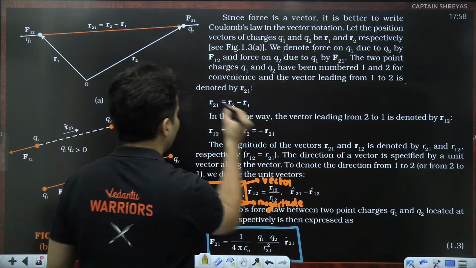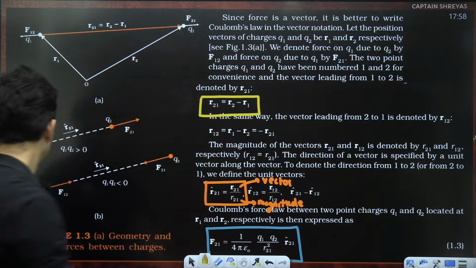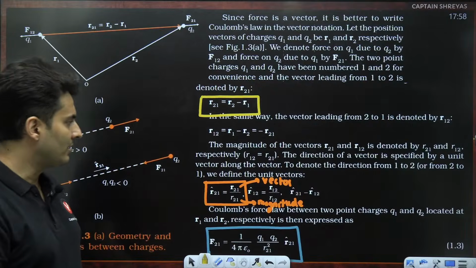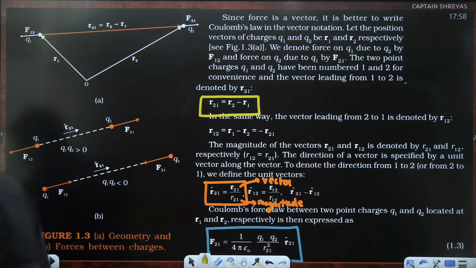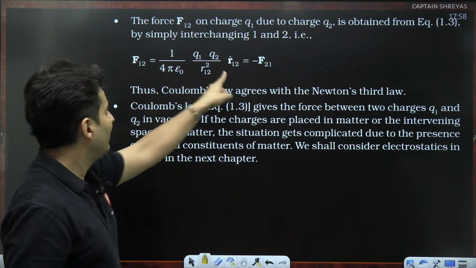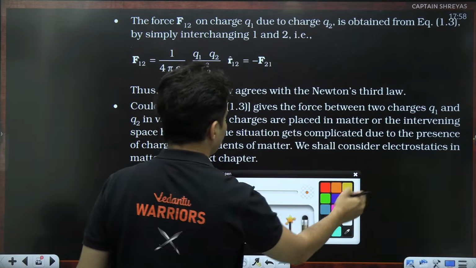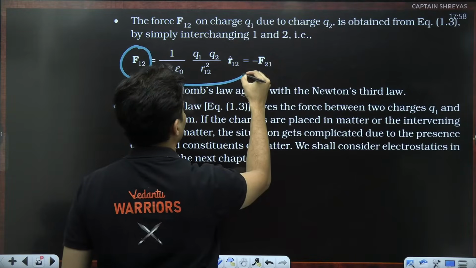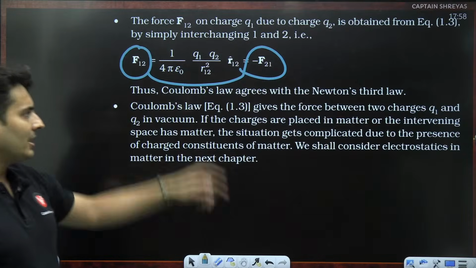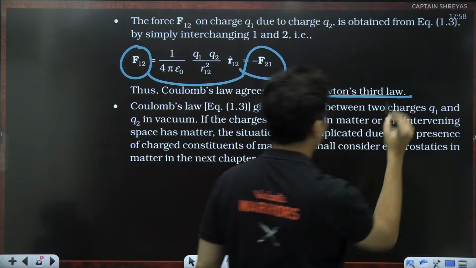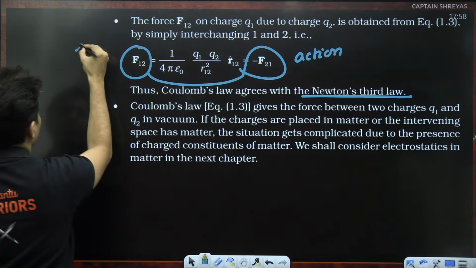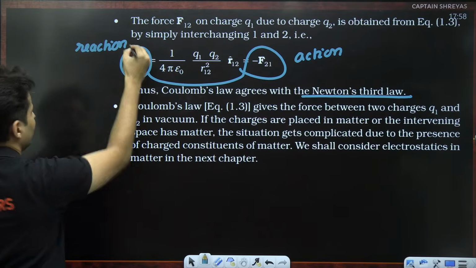Rest everything else, whatever I had written before also, R21 is R2 minus R1. Same thing is written over here as well. Clear? Is this vector form absolutely clear? Yep, awesome. And because F12 is negative F21, what does this tell you? It just tells that it is consistent with Newton's third law. If one is basically action, the other is basically reaction, equal and opposite.